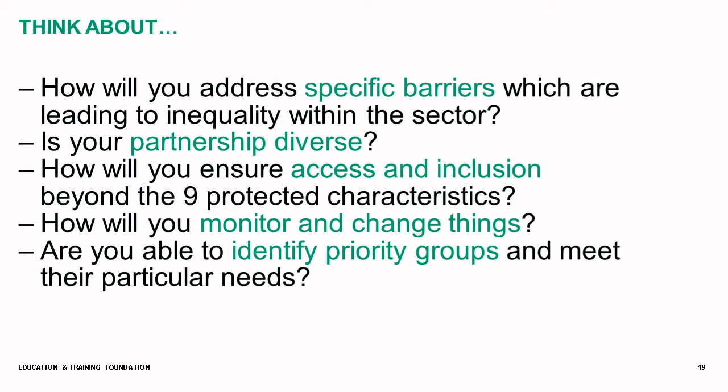How will you ensure access and inclusion beyond the 9 protected characteristics? In so many tender responses, it just feels like it's been copy and pasted. We are aware of the 9 protected characteristics, but we're looking for a lot more than that. The 9 protected characteristics are the baseline. We expect a lot more than that. How will you monitor and change things? Are you able to identify any priority groups and meet their particular needs? Are you aware of any priority groups that are particularly disadvantaged, and how can this piece of work make that more inclusive?